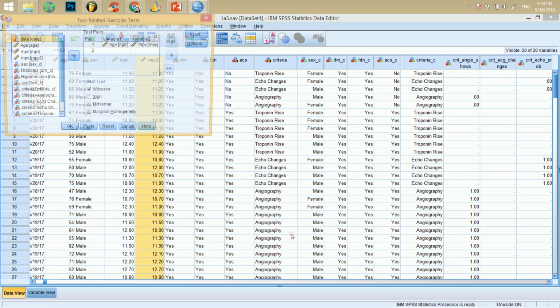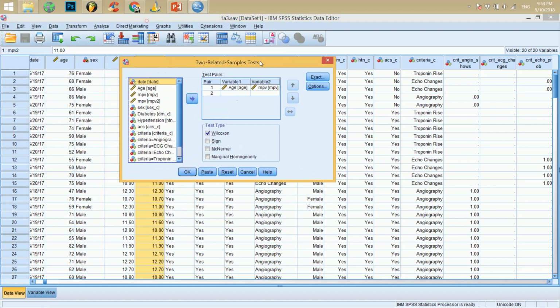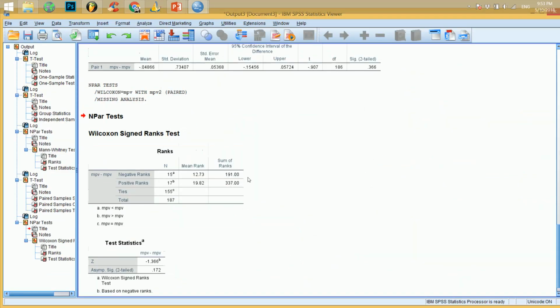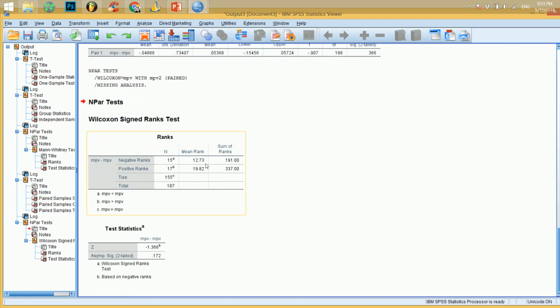So this is Wilcoxon's ranksum test. It gives you a similar kind of dialogue, and you need to choose the two variables, MPV1 and MPV2, pre and post, and then choose Wilcoxon here and press OK. It more or less gives you a similar kind of table as before.